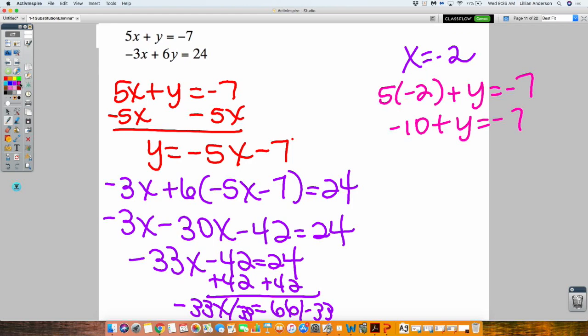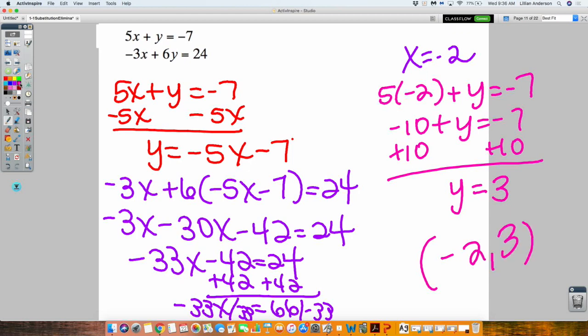And then? Negative 10 minus 7? Negative 10 minus 7. 10 minus negative 7. Okay. Or 10 minus 7. So then what you get for y? 3.